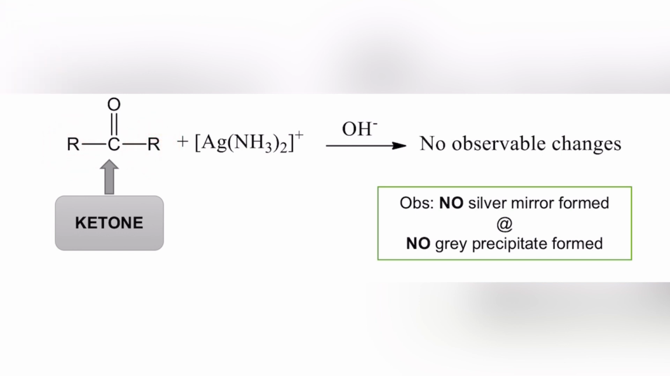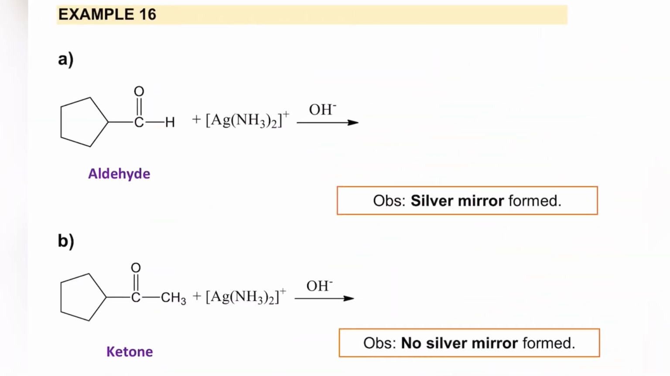So that is why when you undergo oxidation with Tollens' reagent, you will not form any products at this side. And then make sure you write no observable changes, and the observation should be opposite to it. So let's try example 16. We have two examples here.